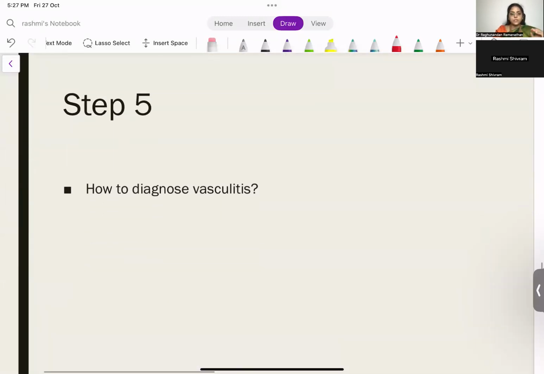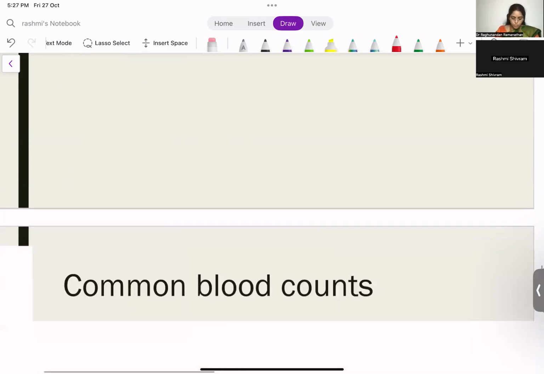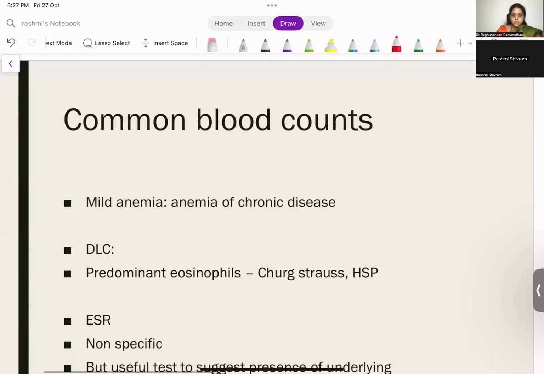So how do you diagnose these patients with vasculitis? You now think that the patient is having vasculitis, but you need to confirm that the patient is having vasculitis. For that, obviously, you need to do some tests, right? So what do we do? What are the first common tests? So first we do the CBC, right? In all patients, we do the CBC.